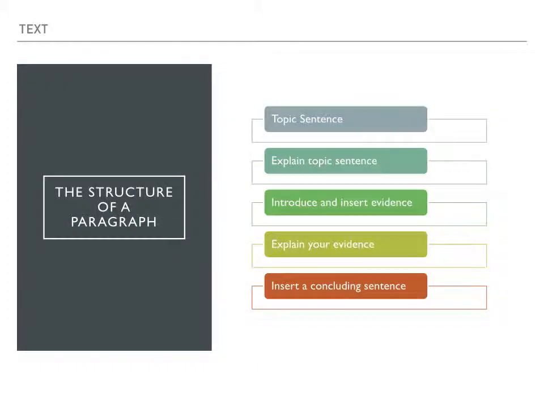Okay, so the structure of a paragraph. A paragraph should really contain these 5 elements. Each paragraph should begin with a topic sentence, followed by an explanation of the topic sentence, introduce and insert evidence, explain your evidence, and insert a concluding sentence. So each paragraph should roughly have this form of development.